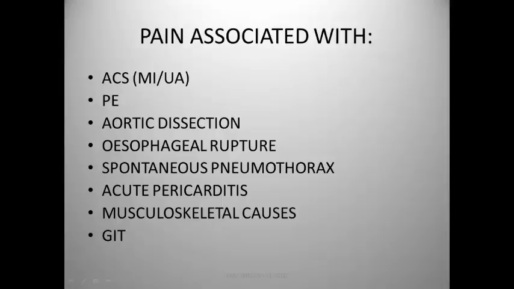We move on to pulmonary embolism. The pain of pulmonary embolism may often be of sudden onset. It's a pleuritic chest pain associated with dyspnea, tachypnea, tachycardia, or hypoxemia. Pleuritic chest pain is typically pain that is very sharp in nature.